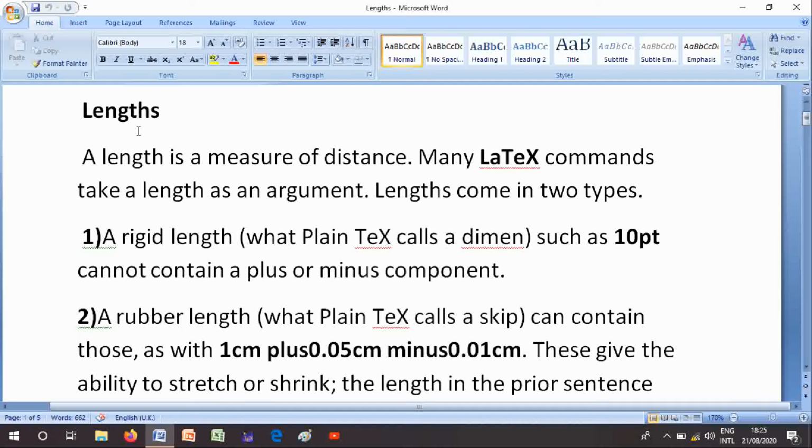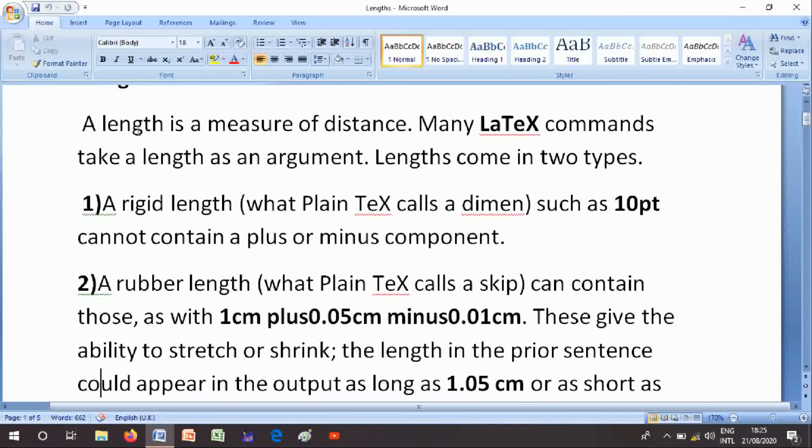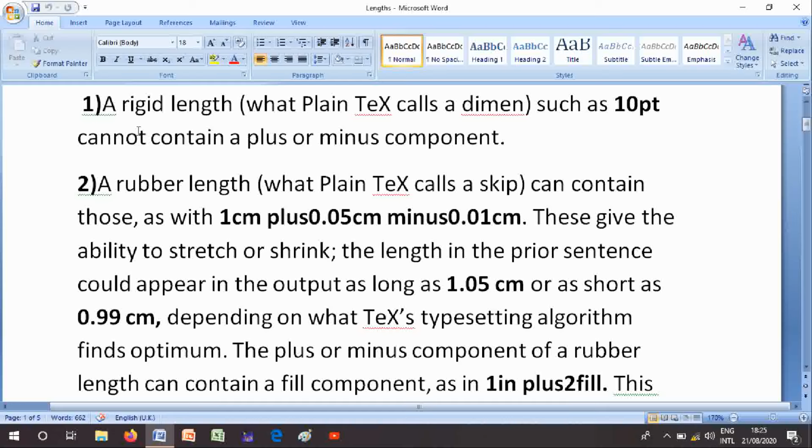What plain TeX calls a dimen, such as 10 pt, cannot contain a plus or minus component. Number two is a rubber length. What plain TeX calls a skip can contain those, as in 1 centimeter plus 0.05 centimeter minus 0.01 centimeter. These give the ability to stretch or shrink the length. The length in the prior sentence could appear in the output as long as 1.05 centimeter or as short as 0.99 centimeter.